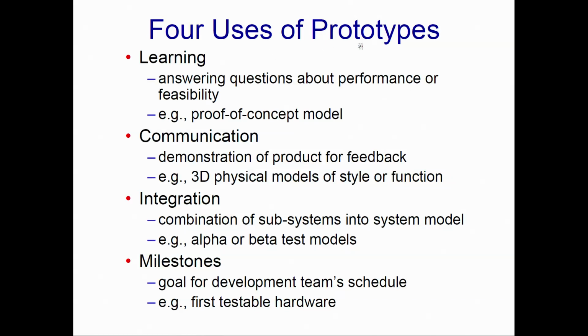Another one of the uses of prototypes is combination of subsystems into a system model, alpha or beta test, which I have explained to you. Beta is almost ready and the customer is given a chance to test it. Then when do we develop the testable hardware, final hardware? This is where our rapid prototyping seems to help a lot, because everything is very long. It is not easy to get into this at all.